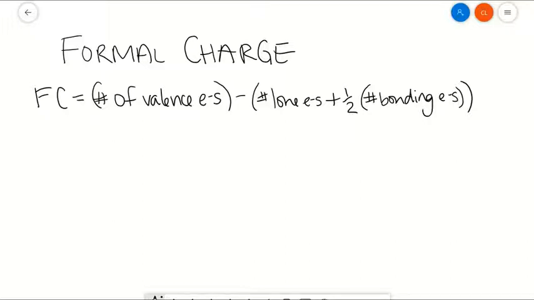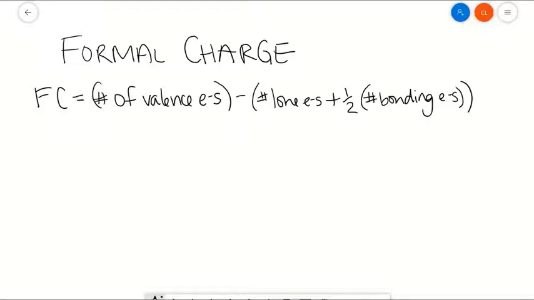In order to use the formal charge to select the preferred structure, number 1, the preferred structure is the one with formal charges of 0. Number 2, if no such structure can be drawn, or if the structure is that of a polyatomic ion, then the best structure is the one where most atoms have formal charges equal to 0 or closest to 0. And number 3, any negative formal charges should be on the atoms of the most electronegative elements. Those are going to be the ones in the upper right, like fluorine.